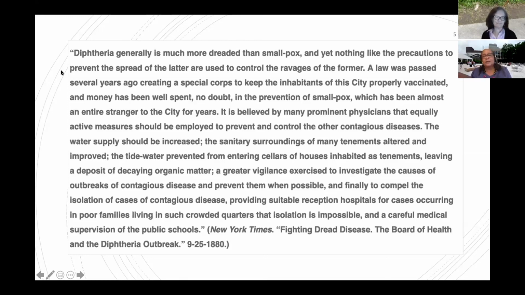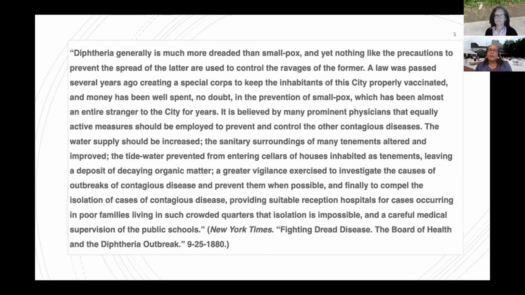So one of the comments that was made about diphtheria in the 19th century and the 1880s was that many prominent physicians believed smallpox was the paradigmatic infectious disease of the 19th century and many centuries, actually. And so many physicians thought we ought to be able to control any kind of infectious disease just like we control smallpox. But the other thing they talk about is that we have to deal with some of the environmental conditions that cause the diphtheria bacillus to breed.